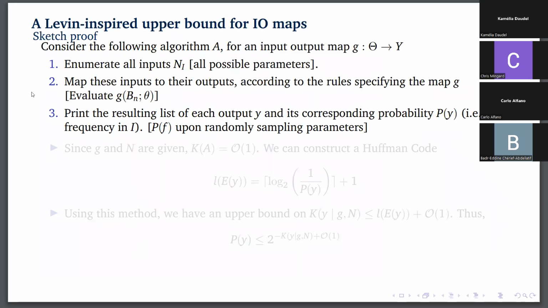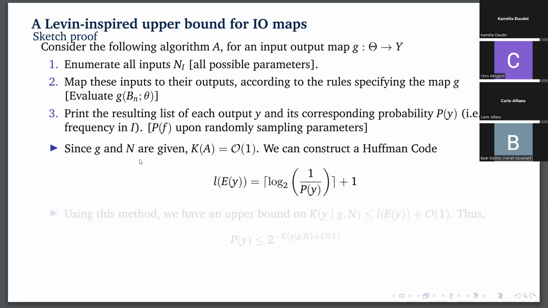And just to sketch out why this works, you can imagine an algorithm which would go over every single possible parameter choice in your neural network, map these inputs to their outputs, and record how many times I get some output. And then it would just print the resulting list of each output y and its corresponding probability. Since we have G, the map, and n, the number of inputs, given, this algorithm has complexity order 1, because the complexity is not going to grow as the size of n or the map changes.